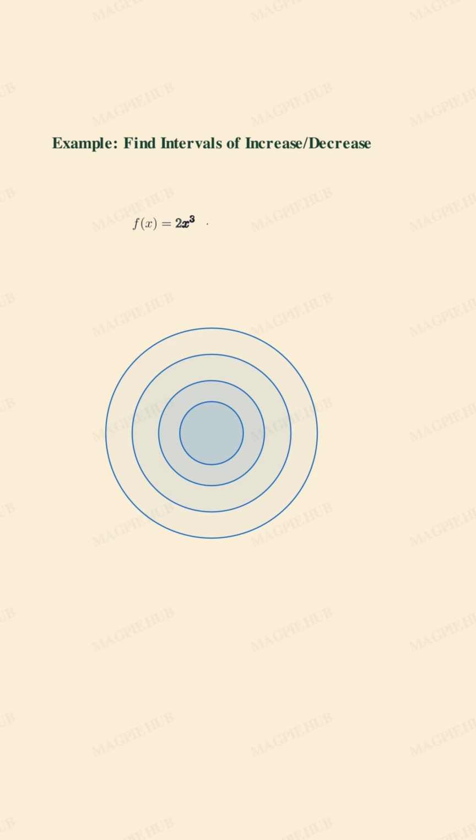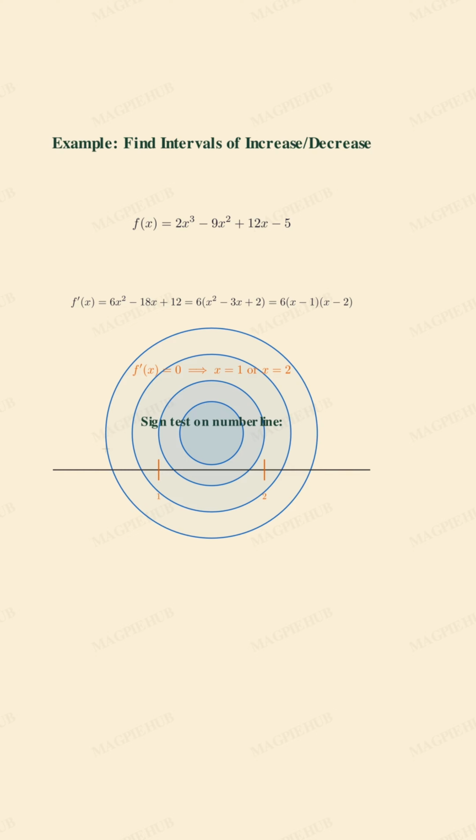Example. Find intervals where f of x equals 2x cubed minus 9x squared plus 12x minus 5 is increasing or decreasing. Step 1. Find f prime. f prime of x equals 6x squared minus 18x plus 12, which factors as 6 times x minus 1 times x minus 2. Step 2. Set f prime equal to 0, x equals 1 or x equals 2. These divide the number line into 3 intervals. Step 3. Test the sign in each interval. For x less than 1, both factors negative, product positive.